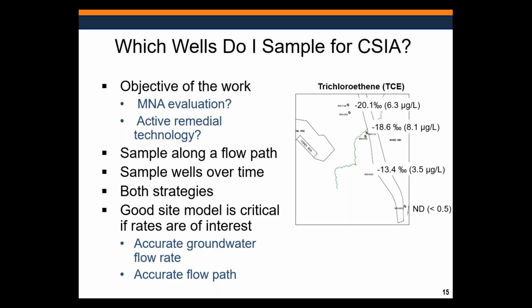This just sort of adds some frosting to that, and sometimes provides information that can be very difficult to get from a lot of our routine analyses of concentration. But you can use this for MNA. You can sample along a groundwater flow path, as in this case. You can sample the same wells over time. That's another method. You can use both strategies, but it's important to plan ahead.